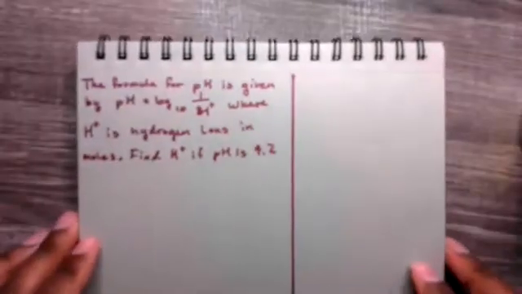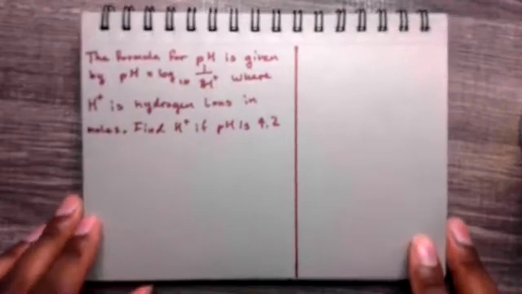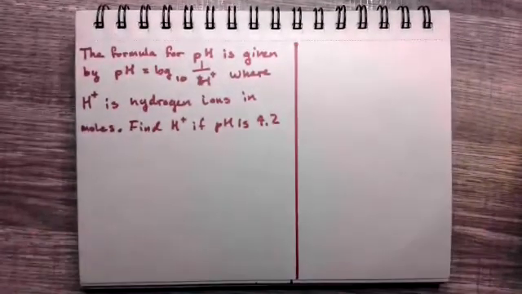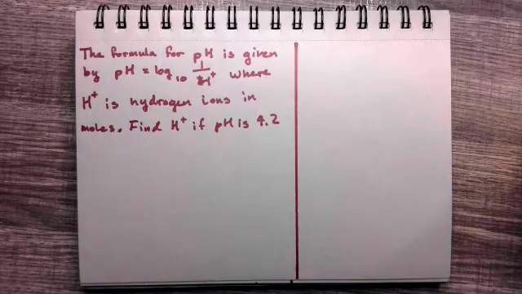Let's take a look at this next problem. All right, the formula for pH is given by pH equals log base 10 of 1 over H plus, which is a hydrogen ion, right? This is a hydrogen atom that has lost its electron, which most of them have. Find H plus if the pH level is 4.2.